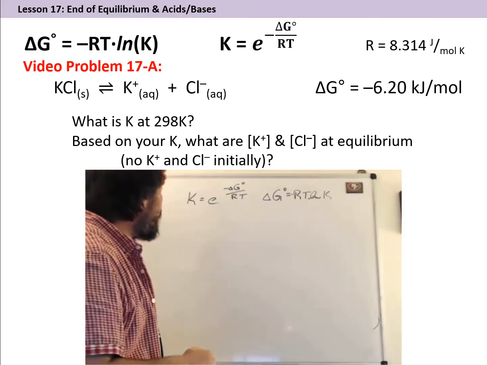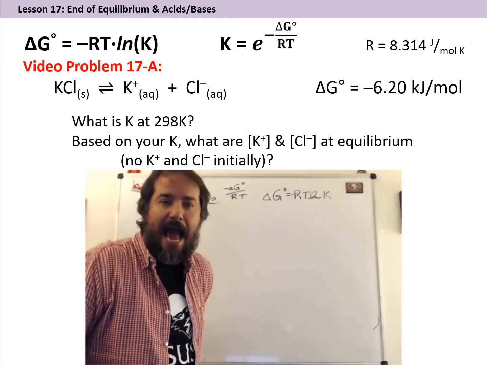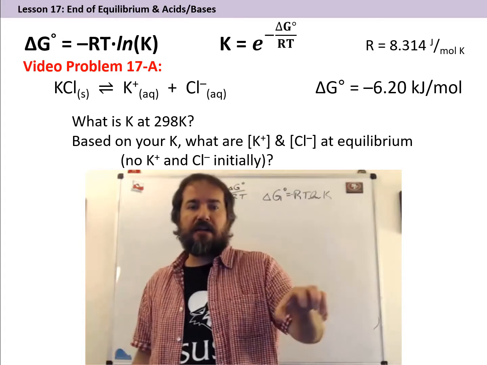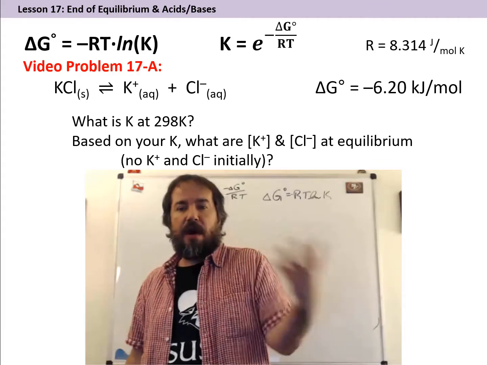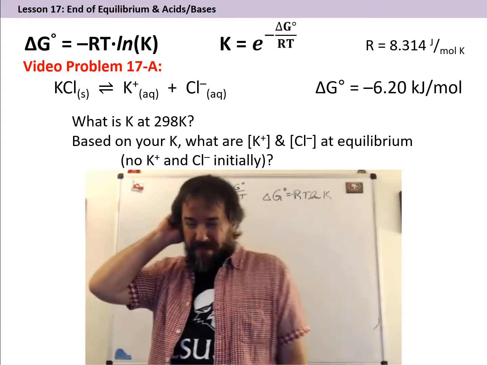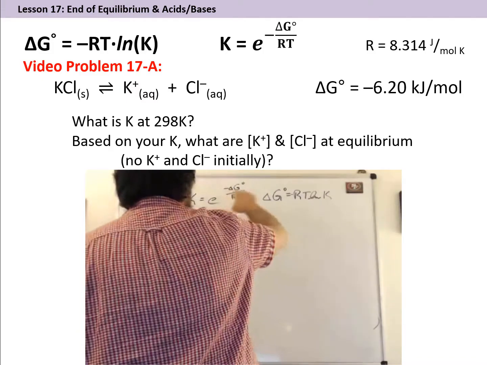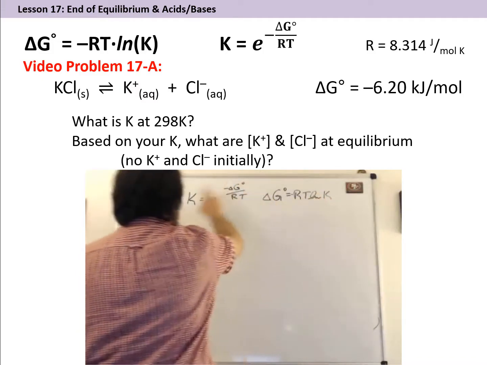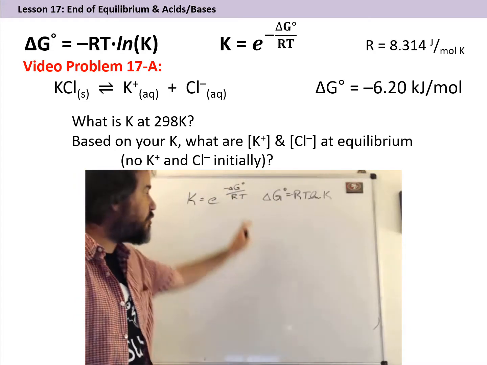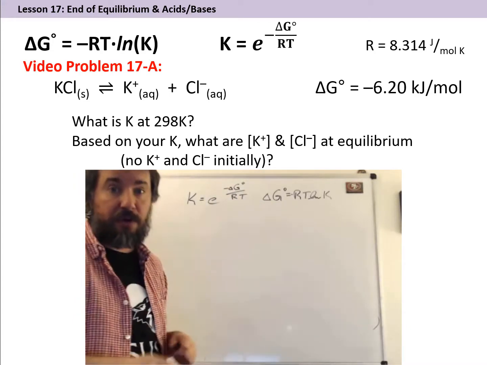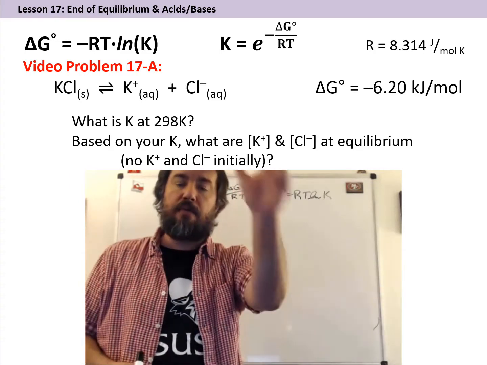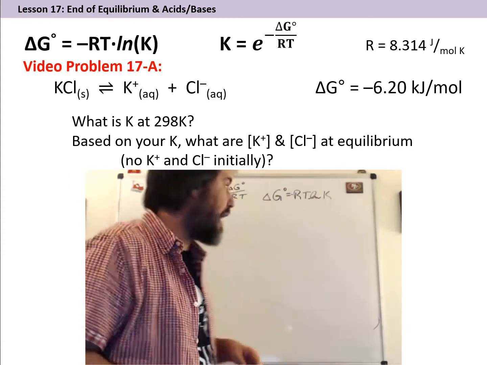All right, so problem 17a, we're given a reaction, we're given a delta G, and we're asked for K, the equilibrium constant. So we have these two equations that relate delta G and K, and they're just the same equation, just rearranged. So which one am I going to use? Notice we're given delta G here. We know R, and we know T, because it's 298 K.